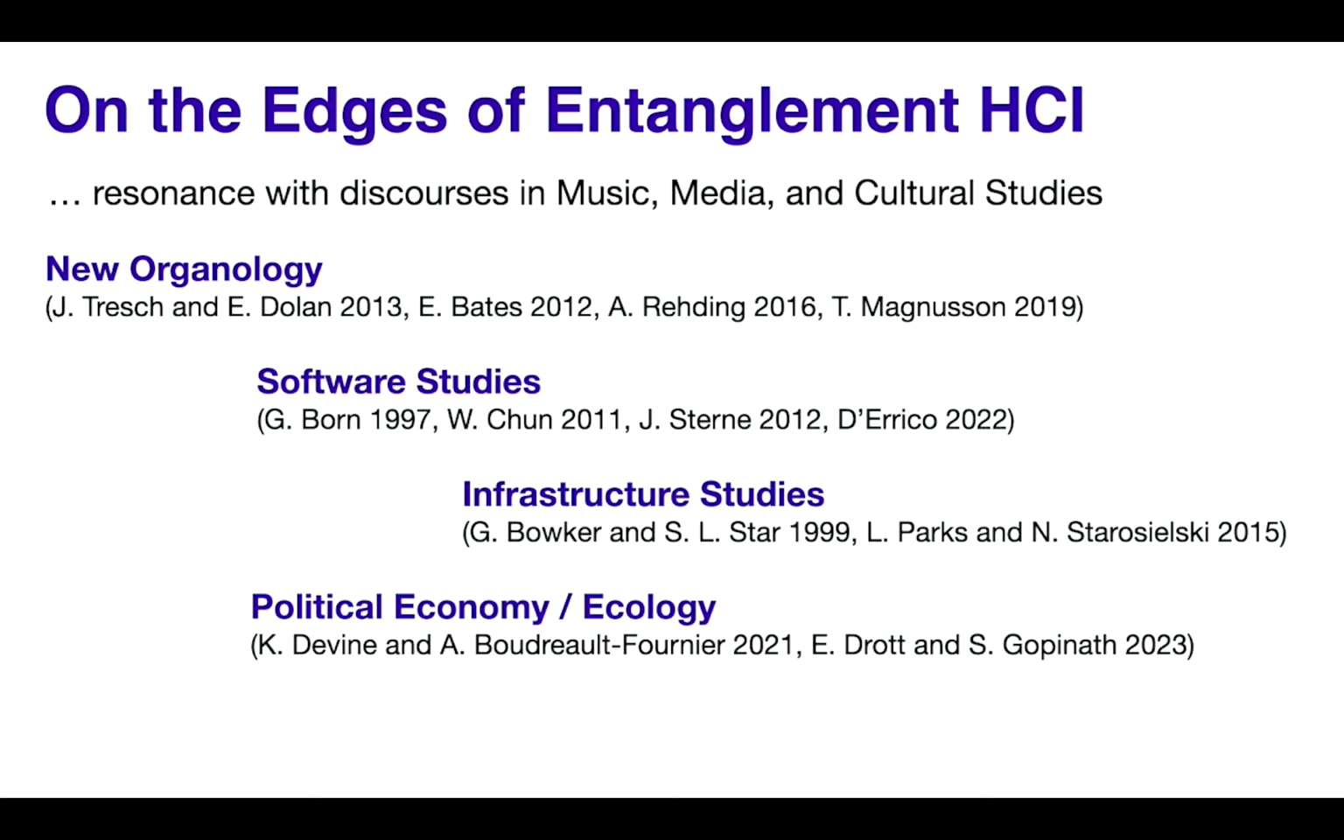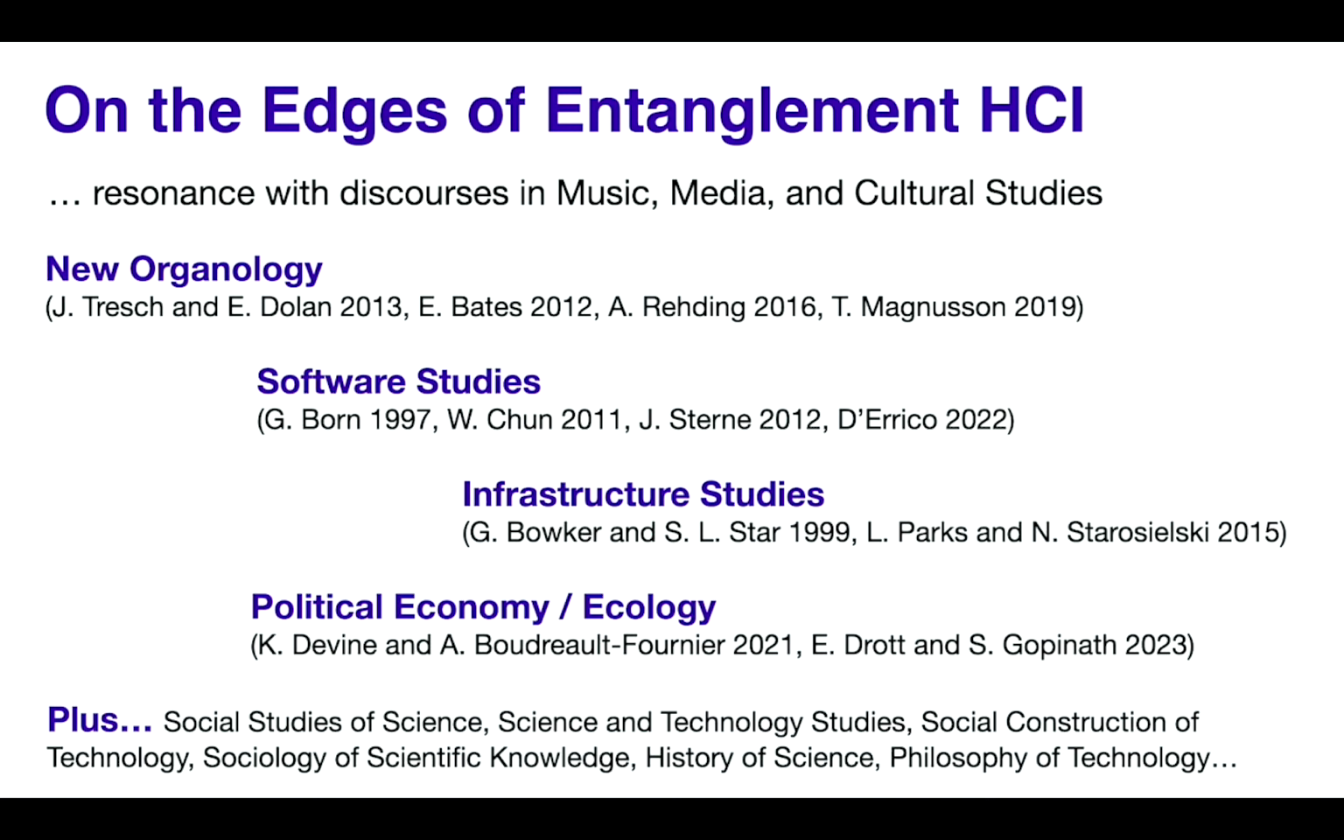in the dustbin. People like Eric Drott and Samantha Gopinath as well, writing value chain analysis of music electronics and components. And then finally, I just want to gesture toward a whole diaspora of social studies of science thought. I've listed a handful of these. They all have their alphabetic acronyms. All of these are somehow, I think, in the orbit of entanglement theory.